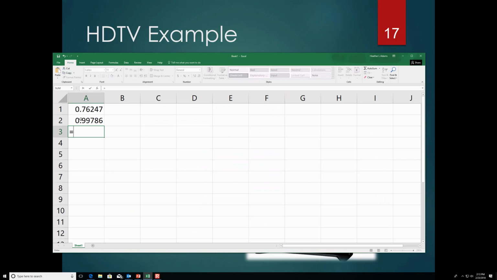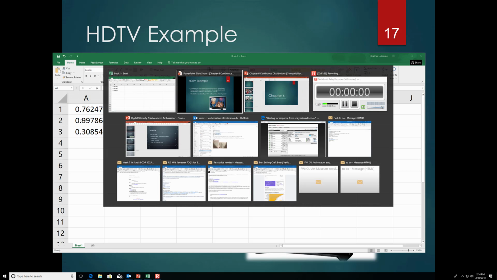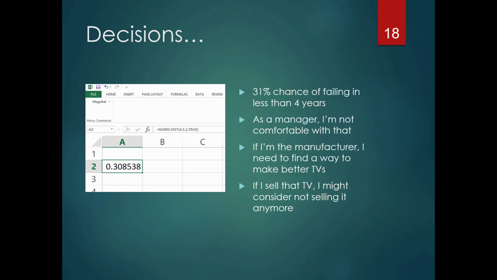Okay, so I was told that it's a normal distribution. I want to know the probability of failing in less than 4 years when the mean is 5 and the standard deviation is 2. Okay. It's a less than problem, so I don't need the 1 minus, but I am going to do the cumulative. So 30.8% chance of failing in less than 4 years. Okay. 31% chance of failing in less than 4 years.